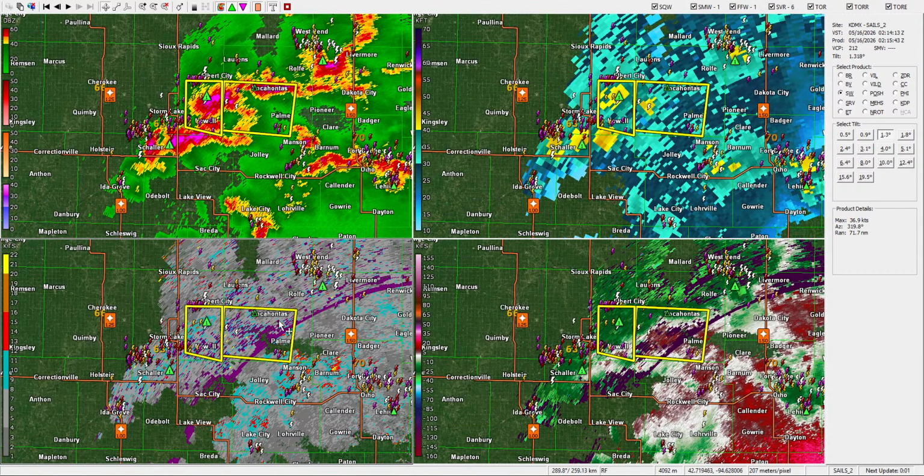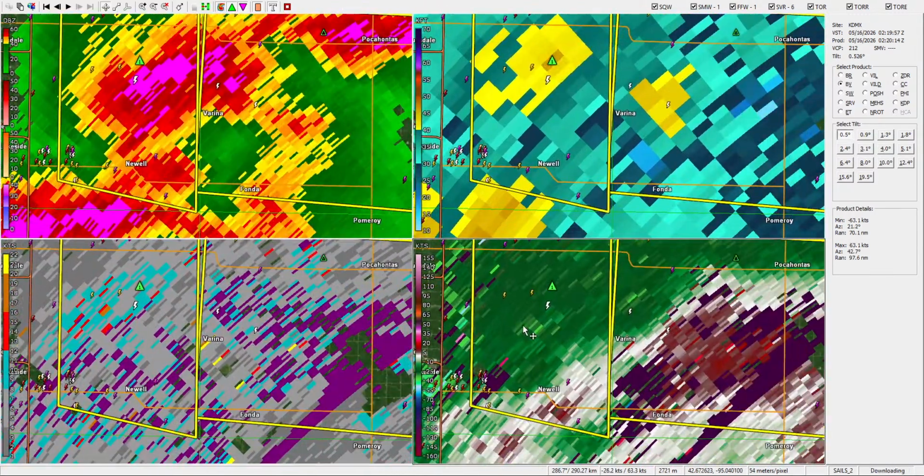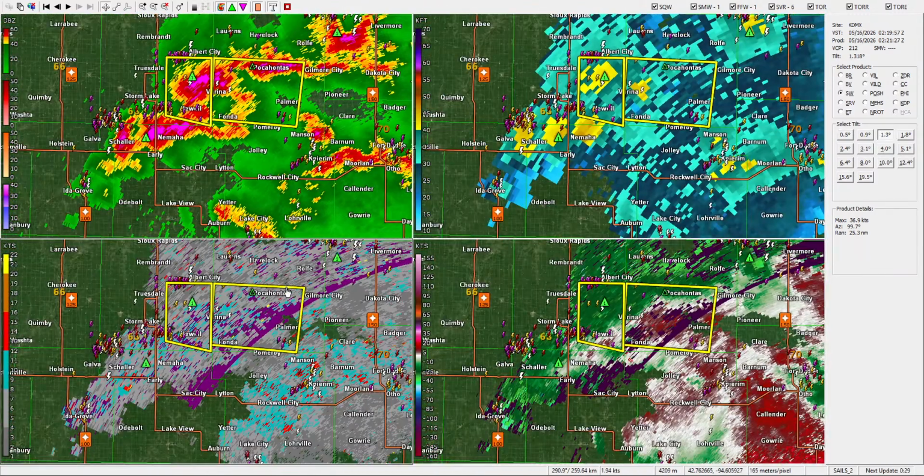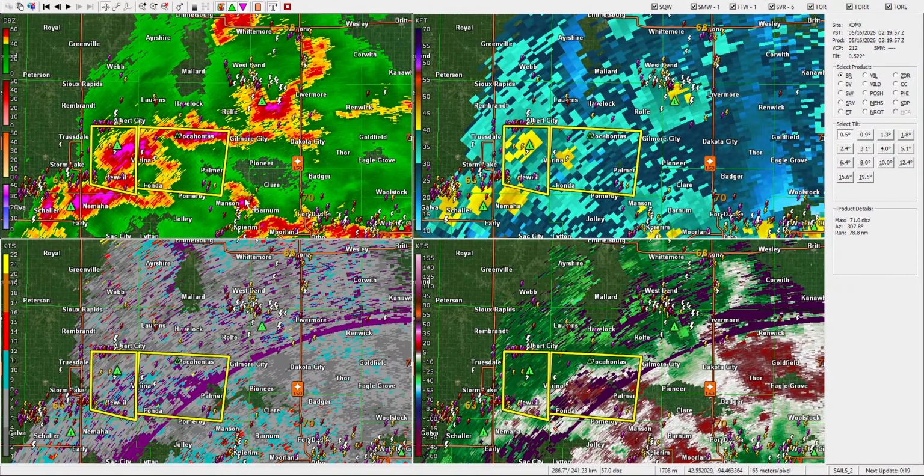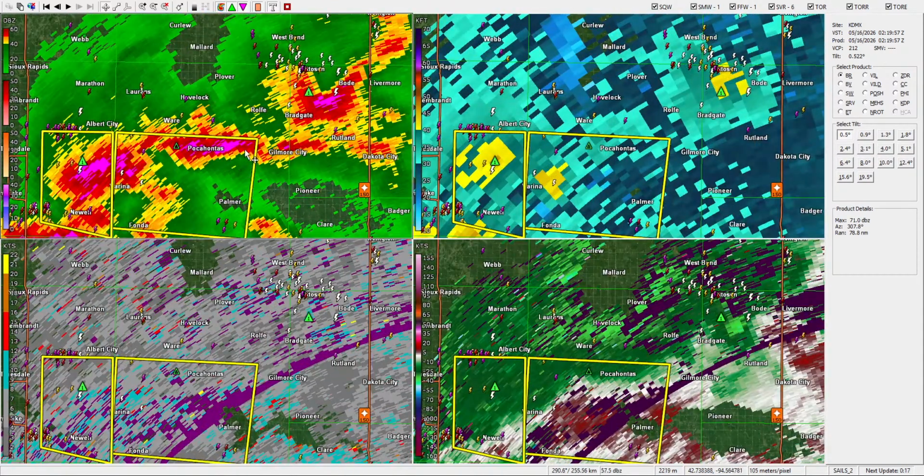So it does look like there's some radar indicated rotation in this. Doesn't look like it's too severe. It looks like it's a lot of hail.